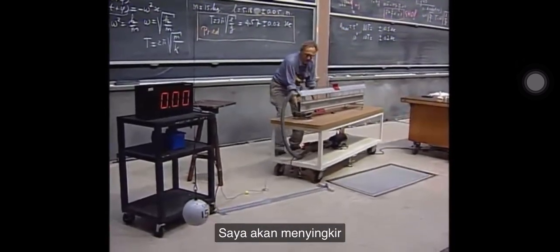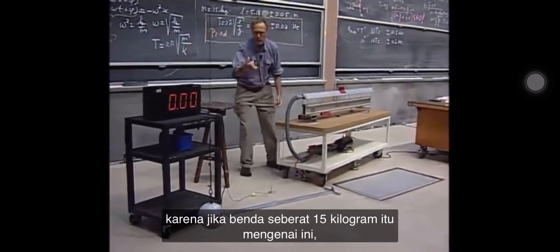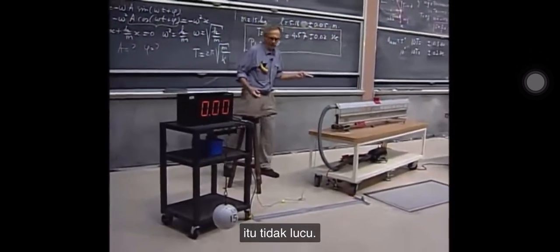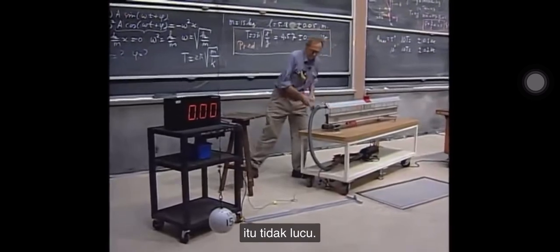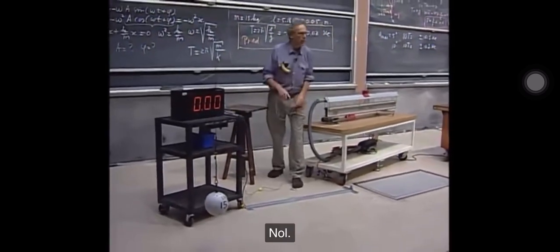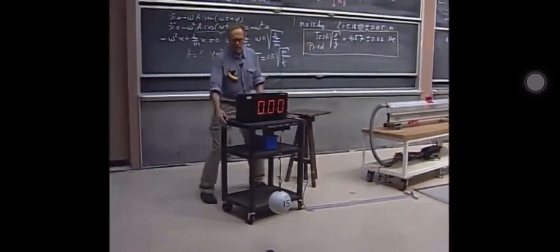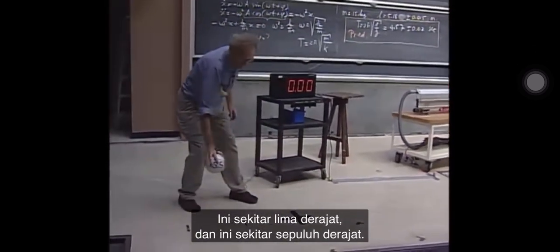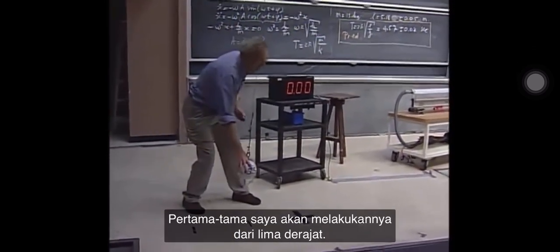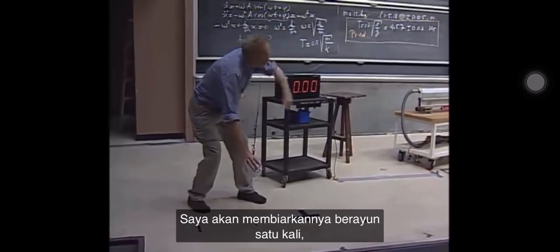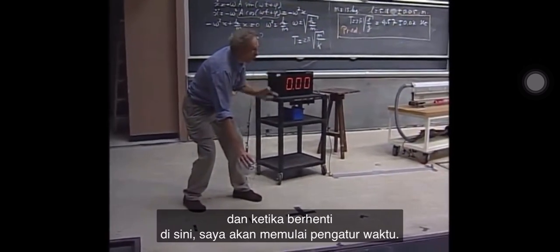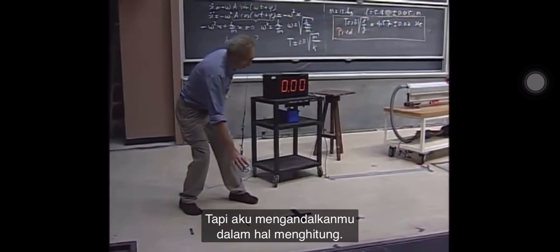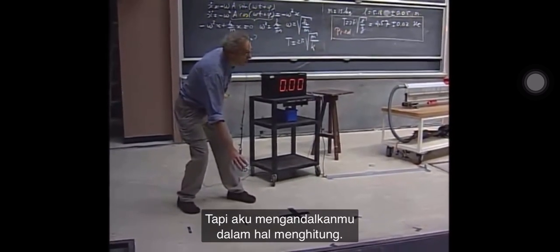I will move this out of the way, because if that 15 kilogram object hits this, that is not funny. All right. I have a mark here on the floor. This is about 5 degrees, and this is about 10 degrees. I will first do it from 5 degrees. I will let it swing 1 oscillation, and when it comes to a halt here, I will start the timer. That's for me the easiest. But I count on you when it comes to counting.